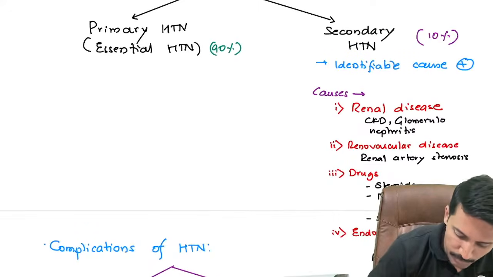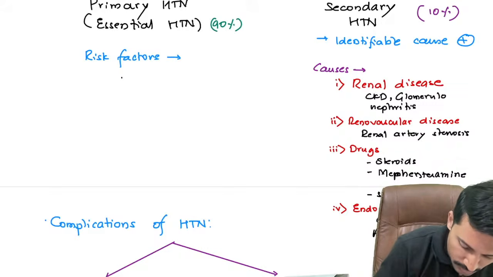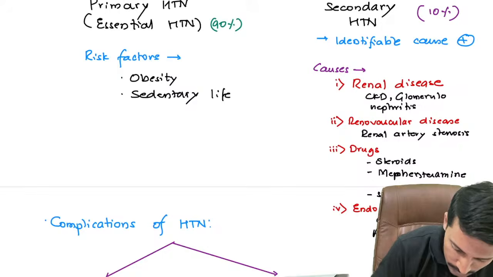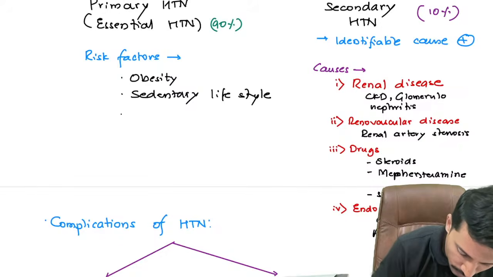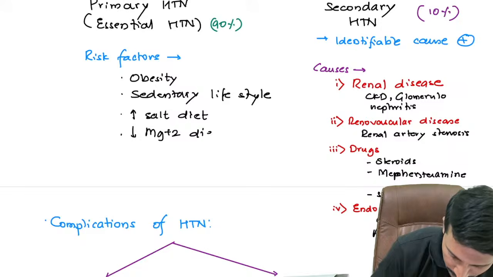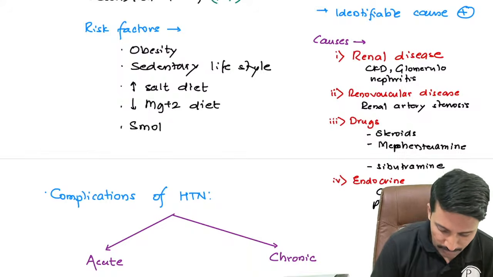For primary hypertension, we don't know the causes. We can only mention risk factors. So what are the risk factors for primary hypertension? Obesity, single most important risk factor, right? Obesity, sedentary lifestyle, high salt diet, right? Decreased magnesium in the diet, and smoking. These are all important risk factors that you can mention.